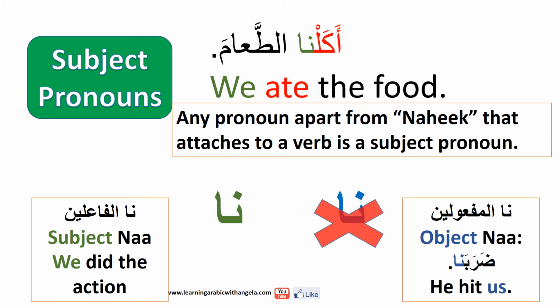However, the other na that comes from the acronym ناهيك is the object na or the accusative na, such as ضربنا, he hit us. So in this case, we receive the action. So we are the object of the verb. So these two nas are different.